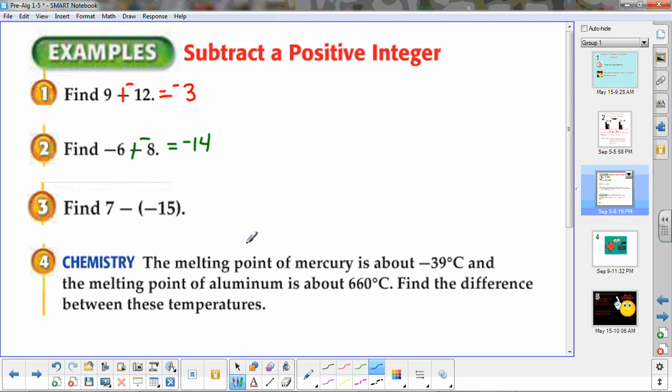In example 3, 7 minus a negative 15, you're going to change it to adding the opposite, or chop, chop. 7 plus a positive 15. 7 plus a positive 15, there's just two positive numbers. You're going to add them together and you get 22, and it's going to be positive because you keep the sign.